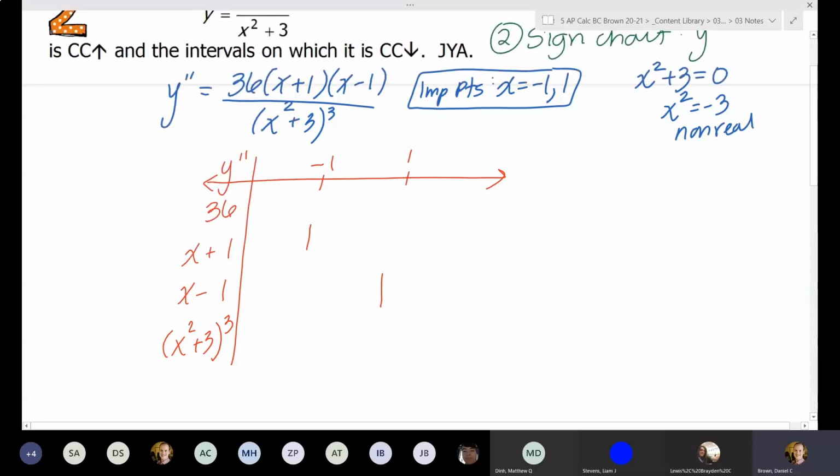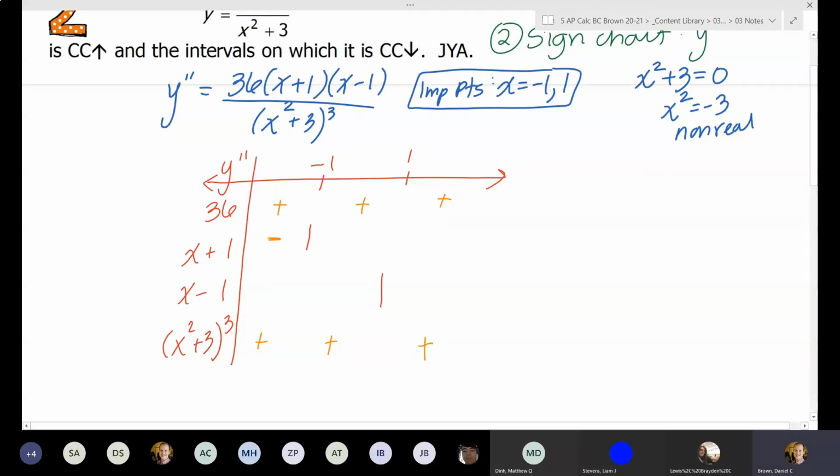Some parts of this are going to be really easy, like 36, no matter what you do to it, it is always positive. Same thing for that last factor, x squared plus 3 cubed. Yes, something cubed can be positive or negative, but if I square a number and then add something to it, well, a squared number is already positive. A positive plus a positive is still positive. So this bottom row is also always positive. And then we can fill in the signs for the x plus 1 and x minus 1. To the left of -1, just think of a number like -2. -2 plus 1 is negative.